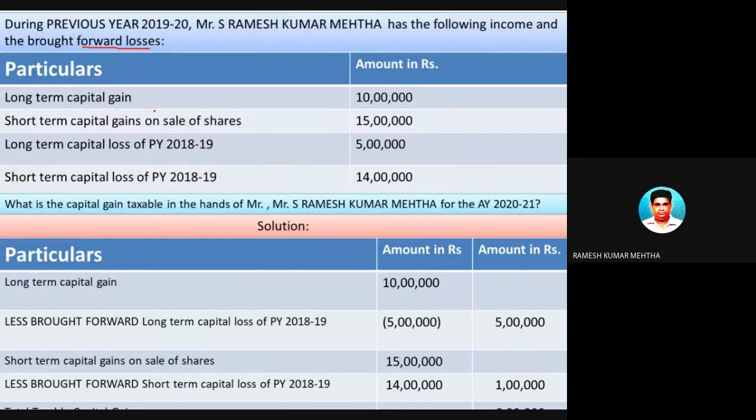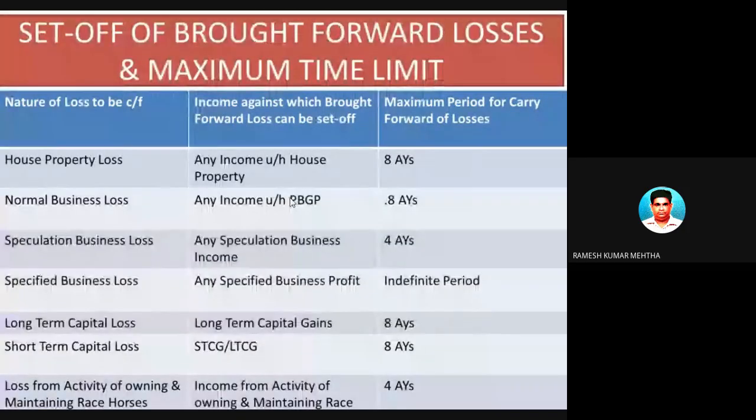So the long-term capital gain was rupees 10 lakhs. The short-term capital gain on the sale of shares was 15 lakh rupees. And the long-term capital loss of the previous year 2019-20 was 5 lakh rupees. And the short-term capital loss of the previous year 2018-19 was 14 lakh rupees. So this is the problem.